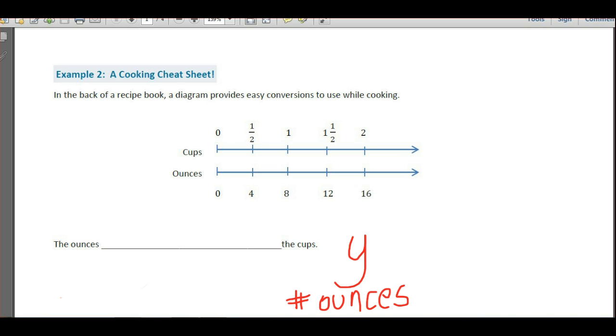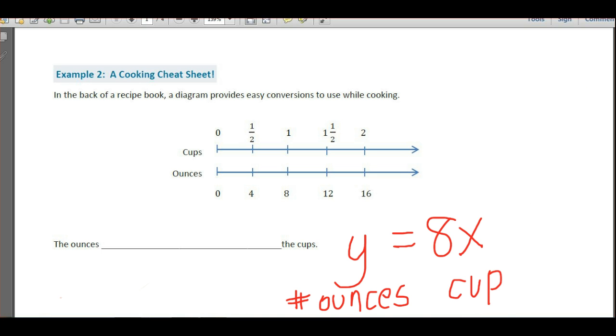So for any given y, y equals 8x. So the x, as you can imagine, would be what? What would you imagine the x would stand for there? If the y is the number of ounces, 8x, what would the x stand for? Well, that's right. If you're thinking cups, you would be right.